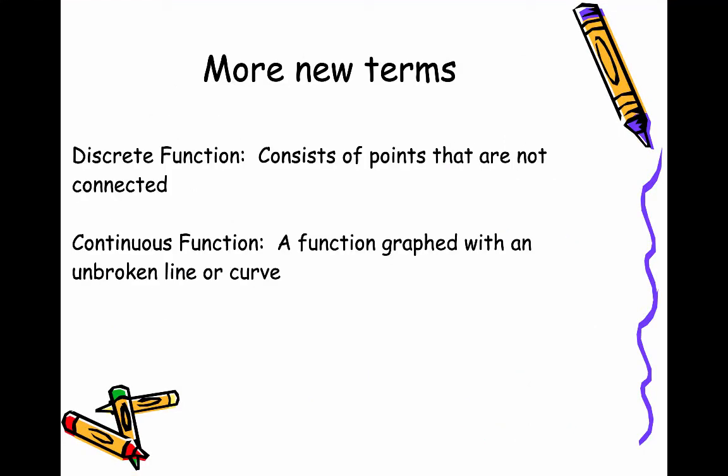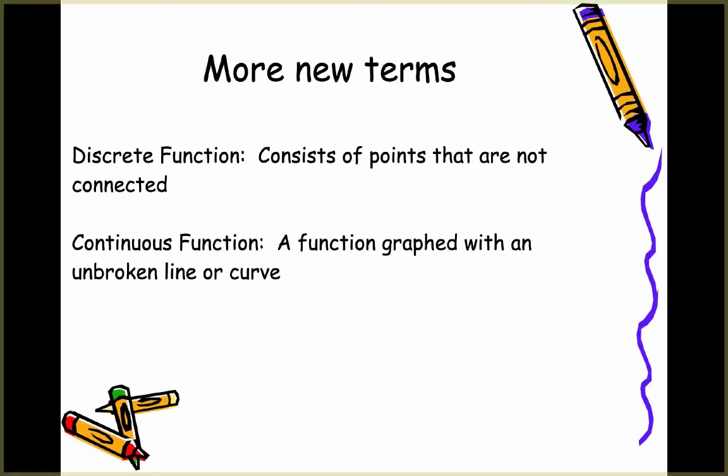Now we have a couple more new terms to look at. One of those is what we call a discrete function. Discrete functions consist of points that are not connected. One of the ways to look at this is when we talk about units of things, like you go to the grocery store and you buy a gallon of milk. It's coming in a gallon jug, or maybe even a half-gallon jug. You can only buy it by the jug. You can't go to the grocery store and say, I want like half a glass of milk. They don't sell it that way. You need to buy the whole jug.